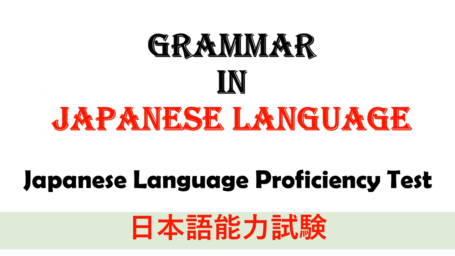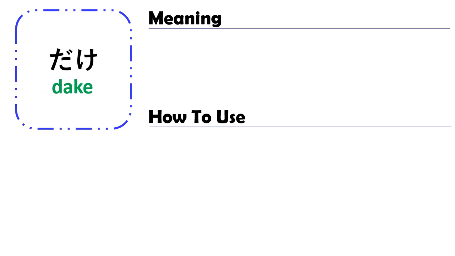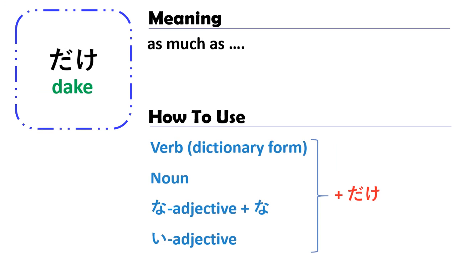Today we are going to learn about the grammar in the Japanese Language Proficiency Test, or in Japanese, 日本語能力試験中級. Let's go see the detail together. The grammar we are going to learn today is about Dake. The grammar of Dake means as much as something, and here is how to use it.